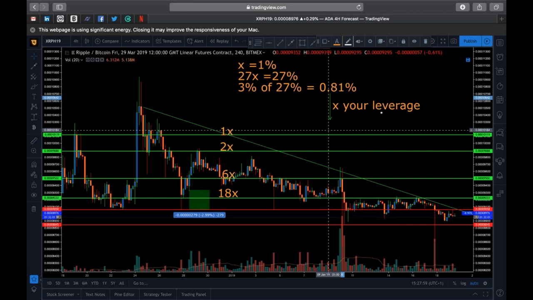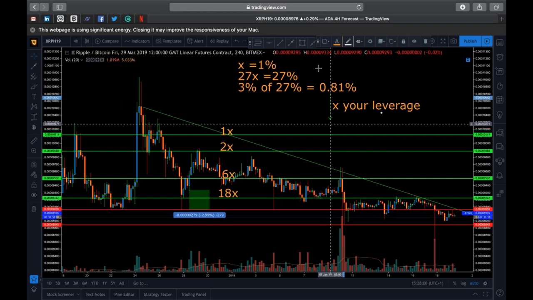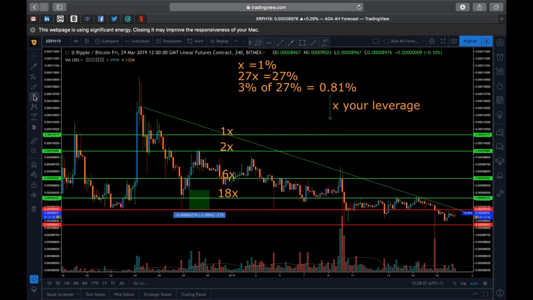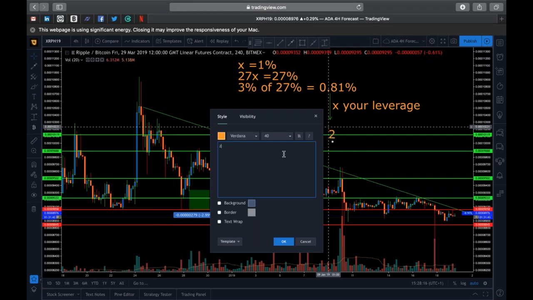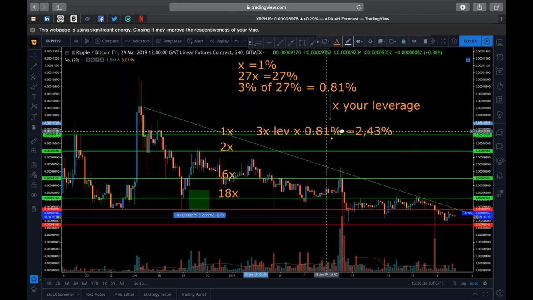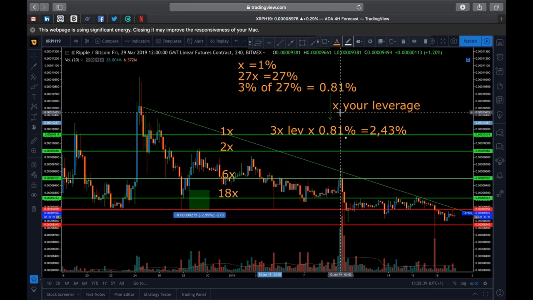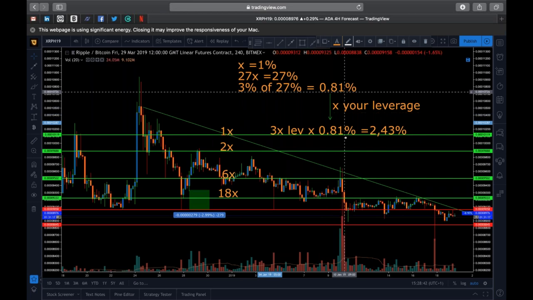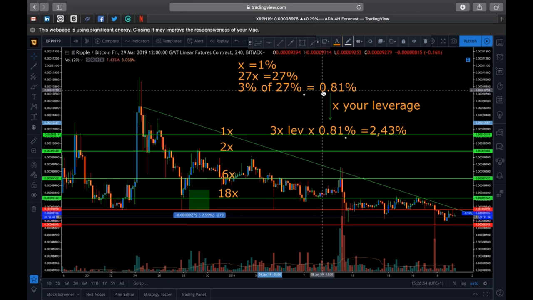Now, let's say we would choose 3x, which is a reasonable and normal leverage to use. And with 3x leverage, we would risk, or well, let's simply make it 0.81. Look, you look basically at this number, and you see with your setup here, you would be risking that much of your account. Obviously, risking less than 1% of your account, you can do it, but it's probably something that most of you don't want to do.